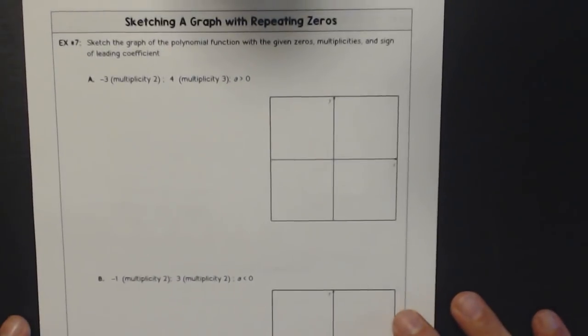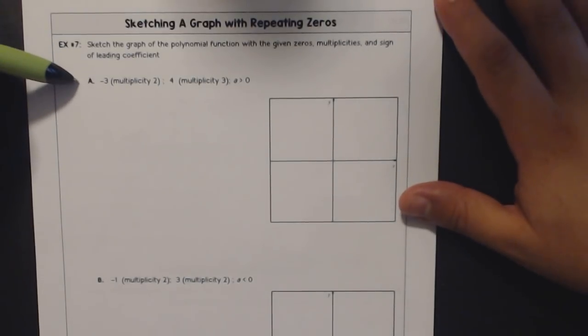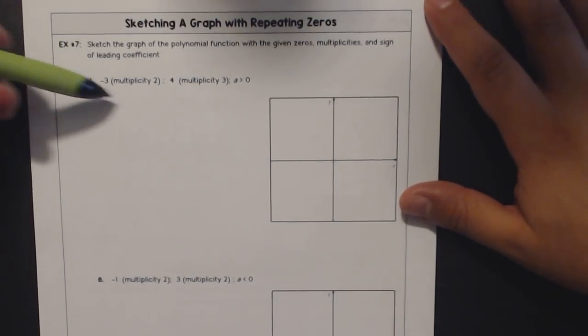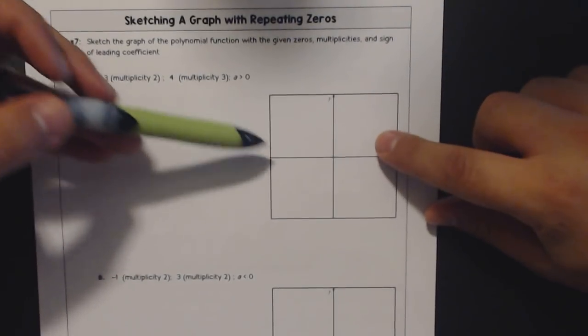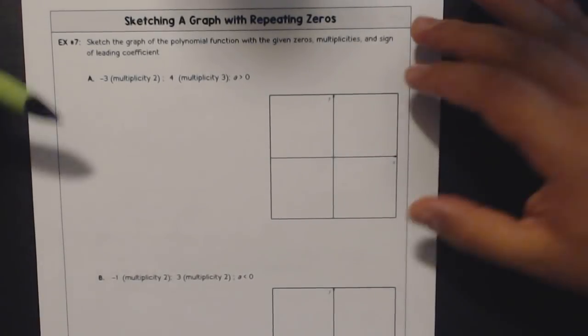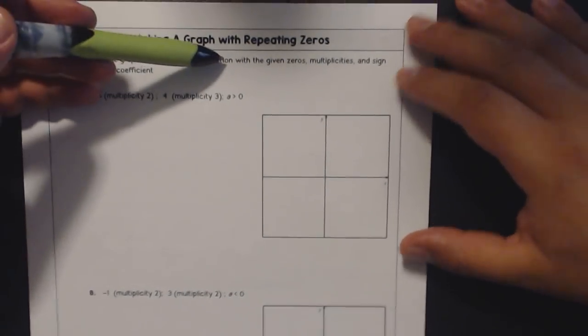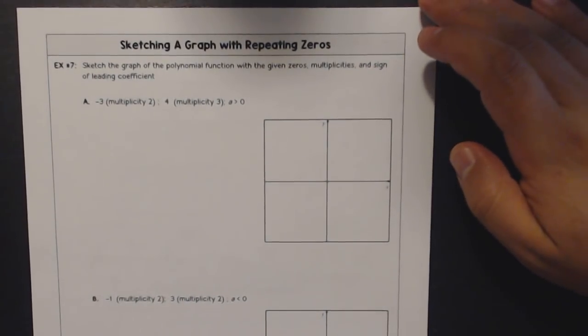Our last example here is sketching a graph with repeating zeros. Now, this is something we've done before. This is an example that we did back in, I believe it was 2.3. Essentially, we're just working backwards this time. Now we're just told that something is a 0 and their multiplicities, and we're going to do a quick little sketch of it. Let's look through this and make sure we understand how we do it. So we're sketching the graph of the polynomial function with the given zeros, multiplicities, and sign of leading coefficients.